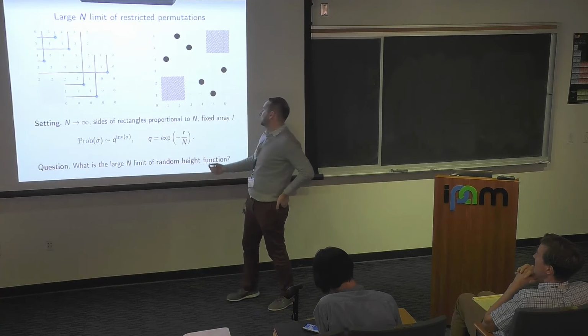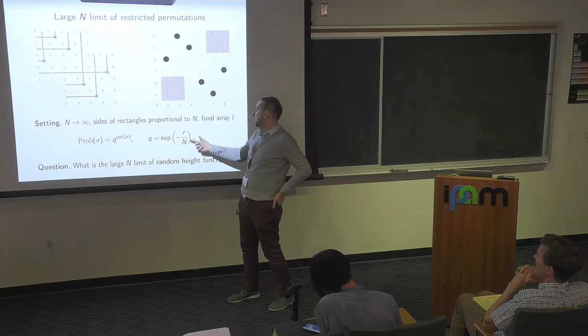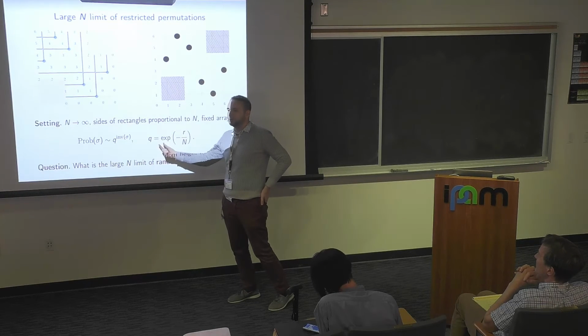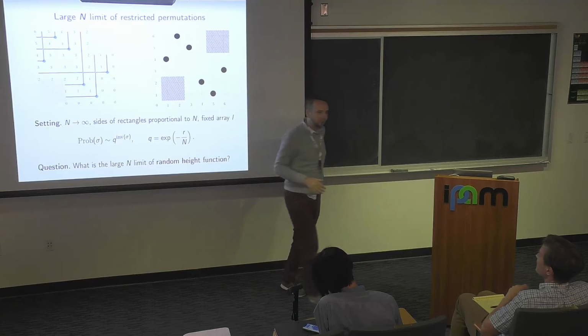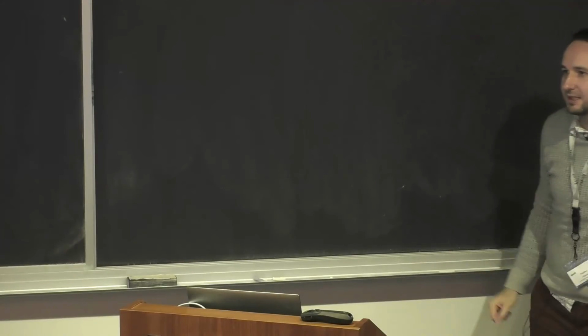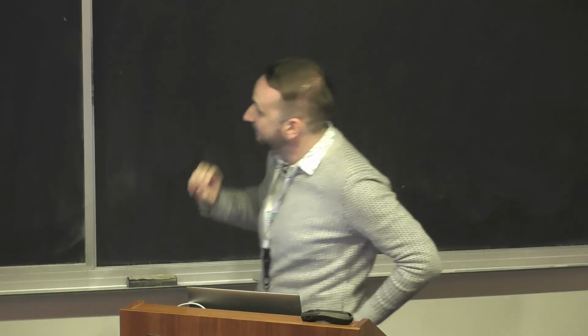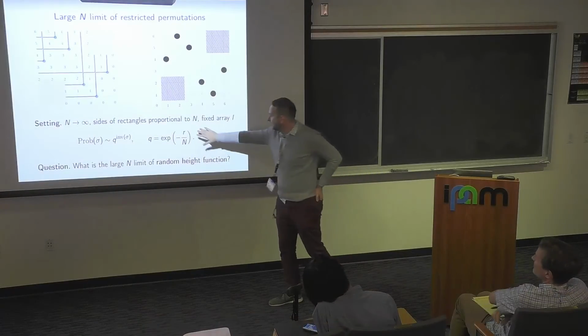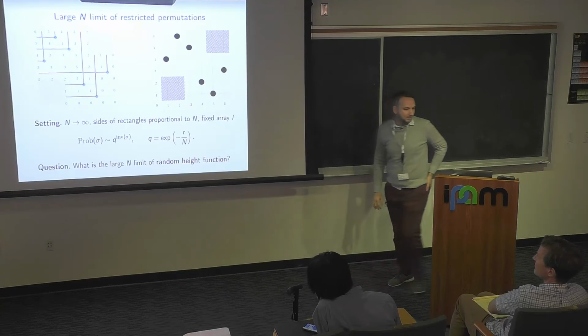And you will need to tune the parameter q a little bit. You will actually need to say that it's exponent of minus r over n. So this q will need to go to 1. Otherwise, the limit shape will be very boring. There'll be nothing interesting there. There'll be this tropical limit, which Alexei was mentioning. And if you want to have something richer than just the tropical limit, then you need the rescaling where q goes to 1.